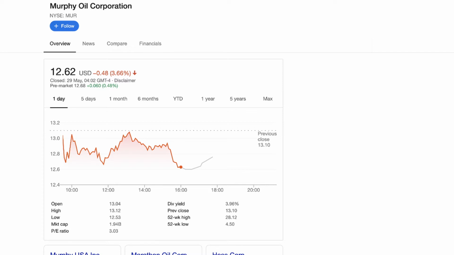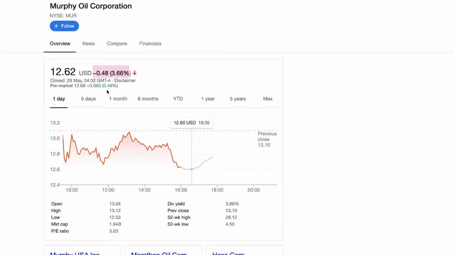Now, straight up, Murphy's Oil Corporation is on the American Exchange, NYSE, and it basically produces oil, as you can probably tell by the name. And right here at the very top, we've got the share price, $12.62 US, and the thing next to it displays how it's moved during the day. We can see the dotted line represents what the previous close was, 13.10, and relative to the price today that was a decrease of 3.66%.